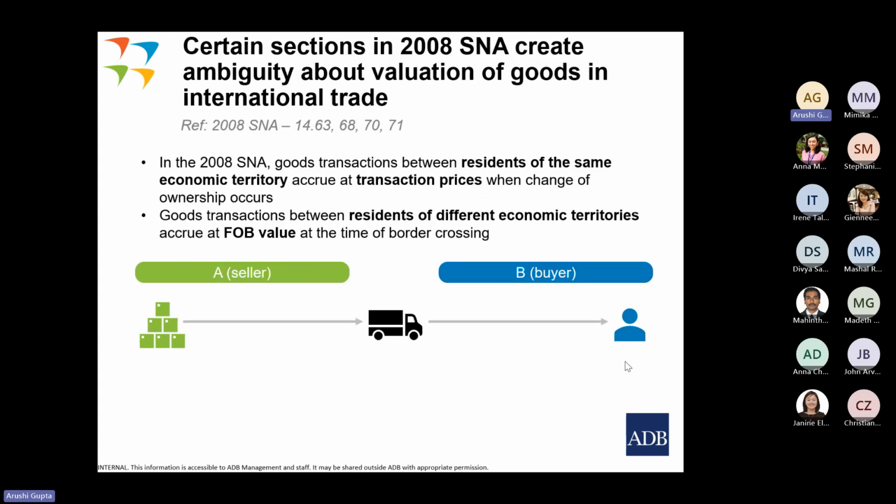So this particular point of inconsistency within the SNA is highlighted here when we talk of transactions between a buyer and a seller in the same economic territory. The SNA recommends recording those transactions at actual prices or the actual values listed in the invoices of those transactions. However, in the case of economic transactions between different economic residents, SNA and BPM 6 recommend using FOB values at the time of border crossing.